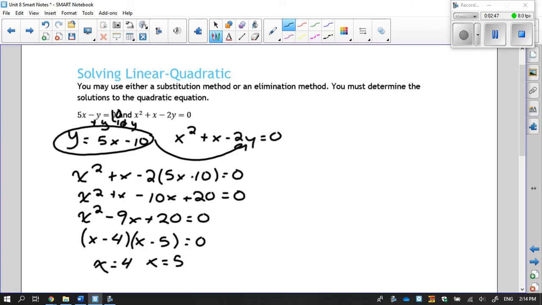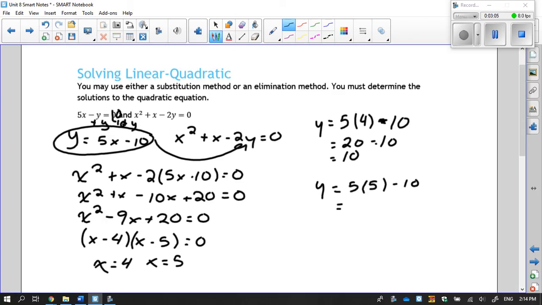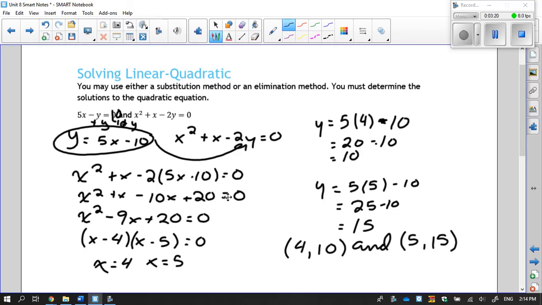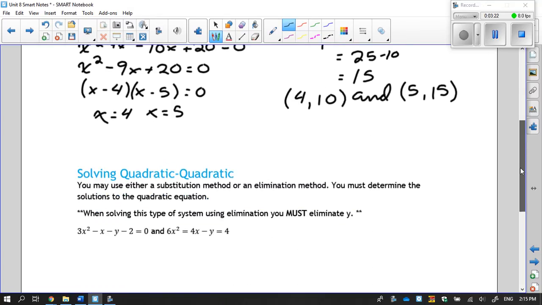So if we look at this, this is y is equal to 5 times 4 minus 10, which is 20 minus 10. So then we get a value of 10. And then we do y is equal to 5 multiplied by 5 minus 10, which is 25 minus 10, and 15. So our two solutions are 4, 10 and 5, 15.